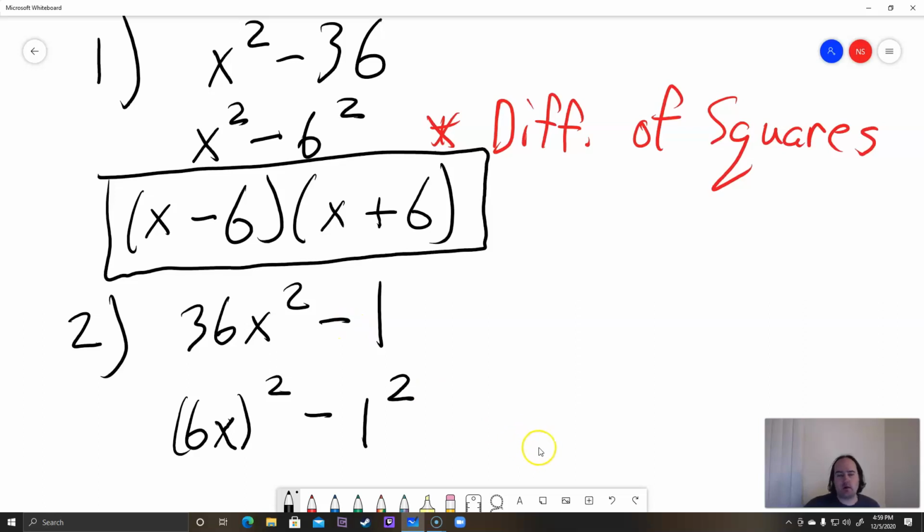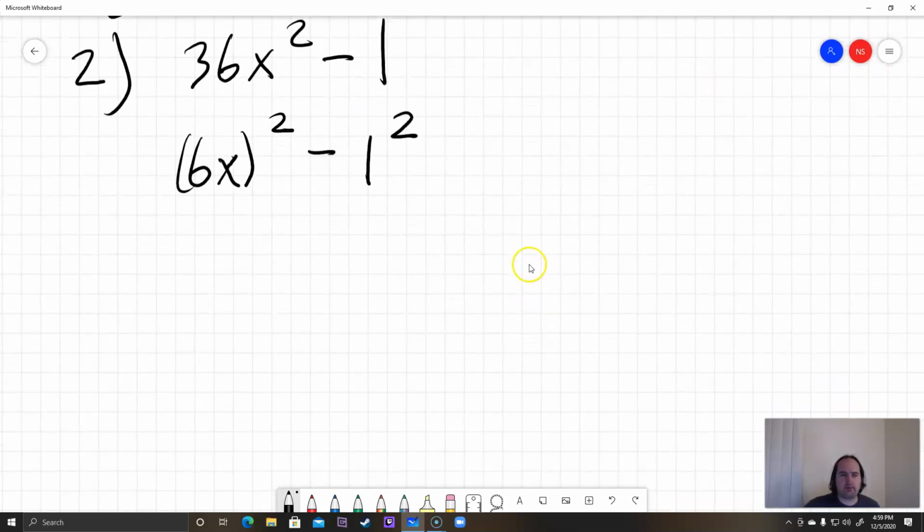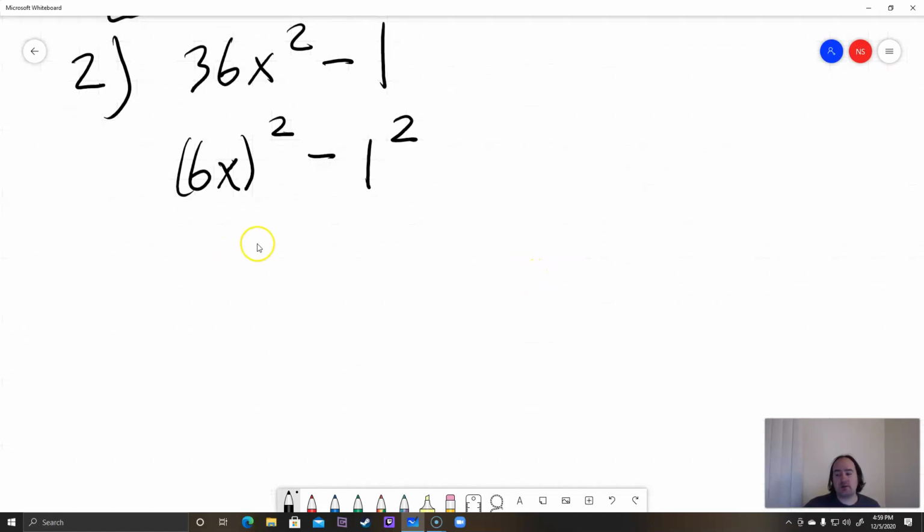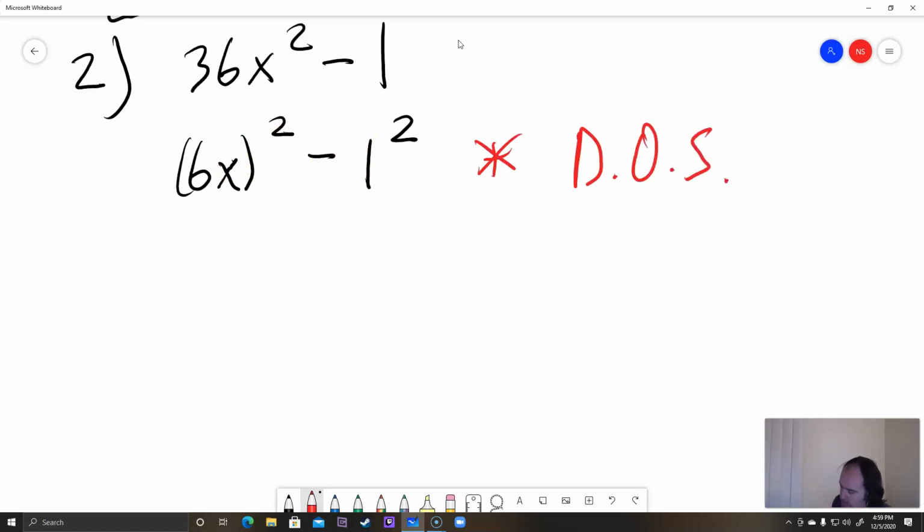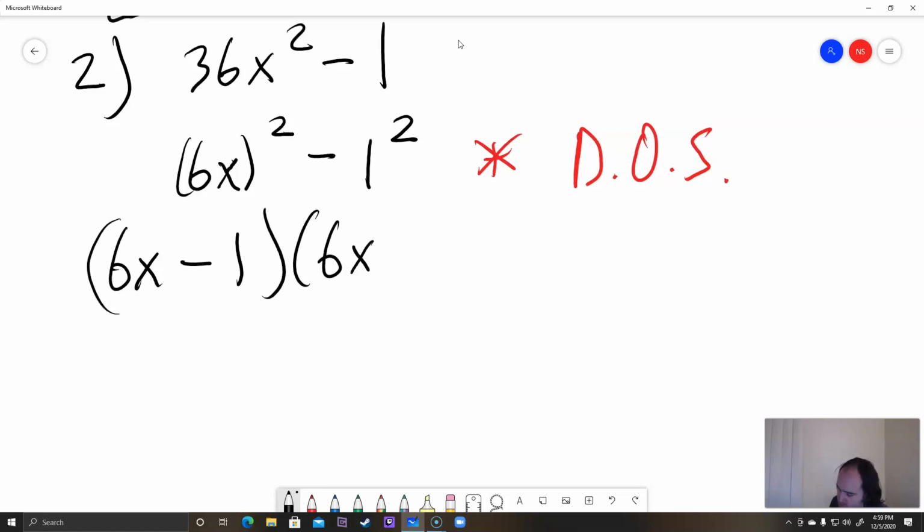Okay, so that problem's harder, but we just did the hard part. The hard part is rewriting it as something squared minus something else squared. But now that we have it written in that form, we can go ahead and use the difference of squares. Okay, so for the difference of squares, you got the first thing minus the second thing times the first thing plus the second thing. Okay, that's our difference of squares. All right, and that's actually the whole problem. So that's our answer.